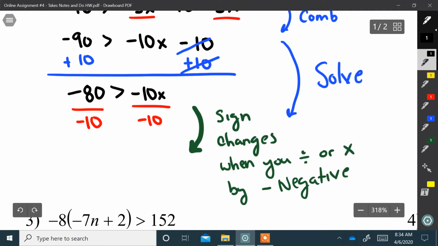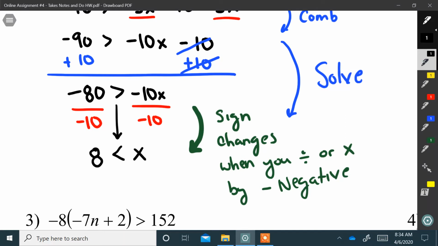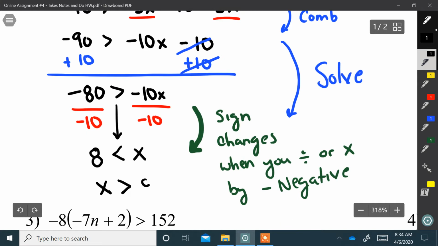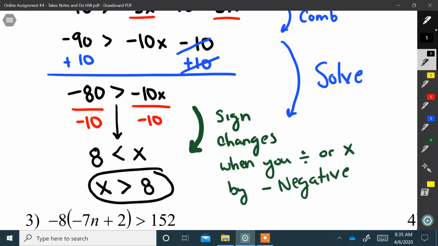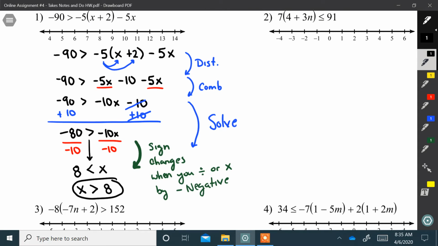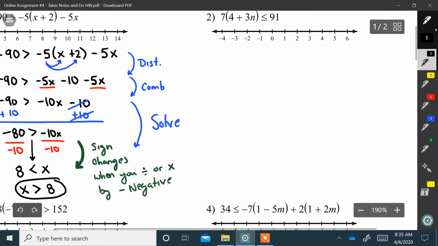That means I do have to switch the sign. So -80 divided by -10, that's going to be 8. In here, the sign is going to switch. It's going to go the other way. Okay? Now I want the x to be on the other side, so I'm just going to make the switch there. Notice that I switched the sign again on this one. Okay, so be very careful when you're doing these problems. The sign is going to switch when you divide by a negative or when you multiply by a negative when you're solving. Okay, let's go ahead and do another problem here.